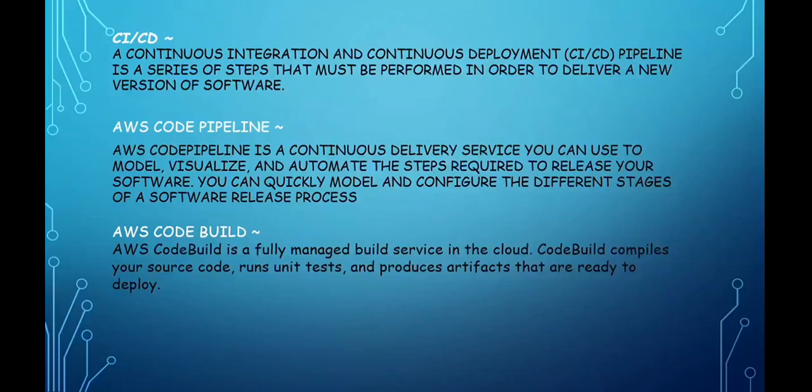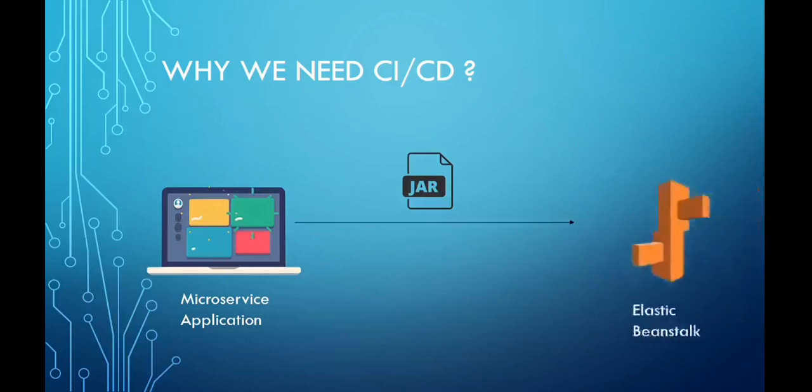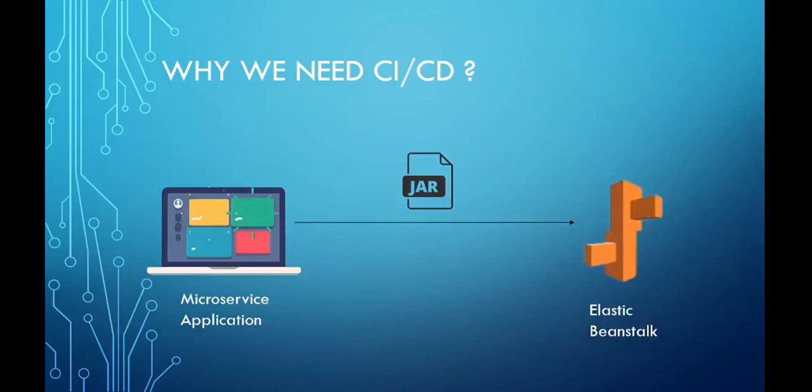Till now, we understand what CI/CD is. Let's understand why we need CI/CD. Before CI/CD was introduced, an application developer first created an application, then a jar file of that application was generated by the developer. Once the jar file is generated, it is ready to deploy on Elastic Beanstalk. Elastic Beanstalk is an instance on which an application is deployed. Once the application is deployed, it is live.